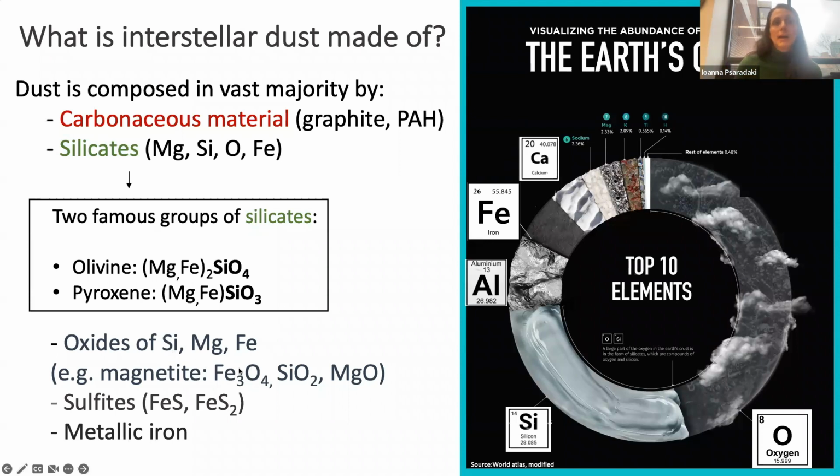Also, we can have oxides of silicon, magnesium, and iron. For example, magnetite is one of them. Sulfates, some sulfur bound with iron, and also metallic iron. And these elements that are found in interstellar dust are also basically elements that we find in the crust of our planet, the Earth.